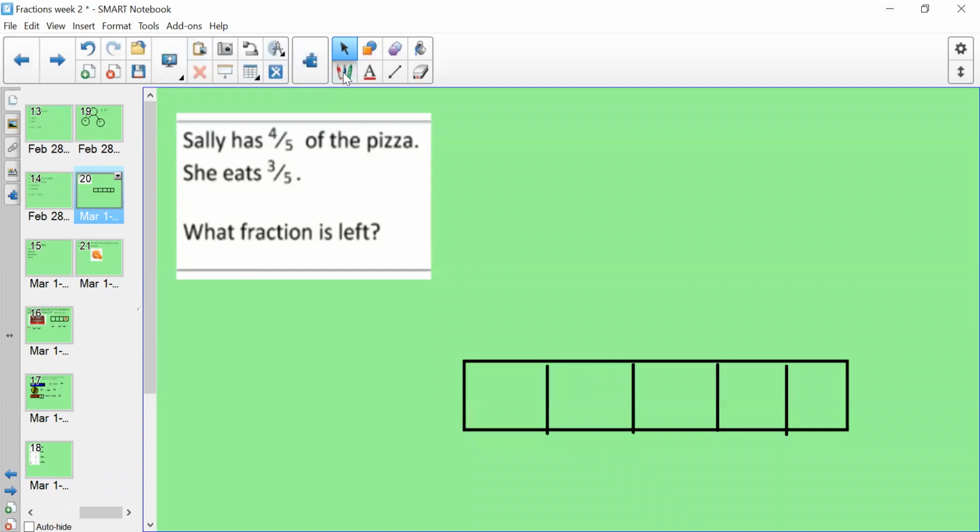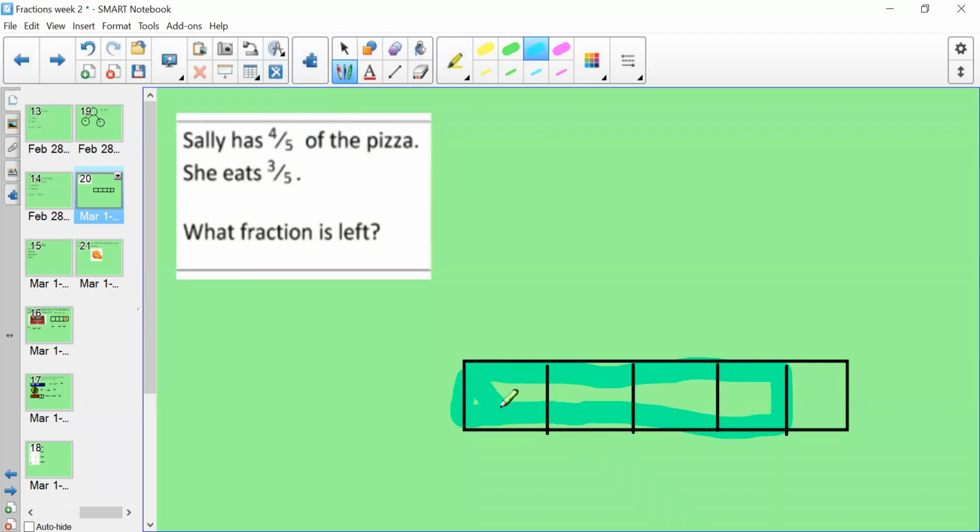Okay, so at this stage, we know that Sally has 4/5 of a pizza. So we can color in 1, 2, 3, 4. So the other 1/5, she might have eaten already, or maybe she had given the 1/5 to somebody else, or maybe she just got 4/5 of a pizza. Okay, so that's how much she has.